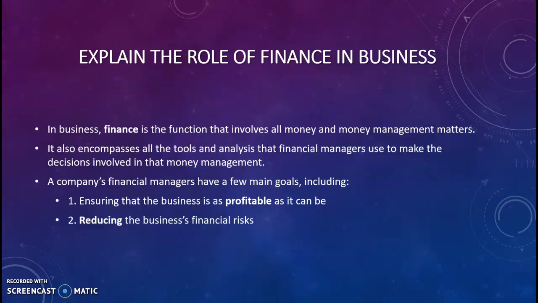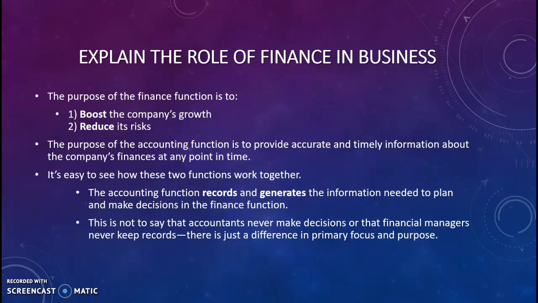So now in business, finance is the function that involves all the money and management, but accounting is the process of making sure all the sheets are done the correct way and interpreted. A company's financial managers have two main goals: ensuring that the business is as profitable as it can be, and reducing the business's financial risk. The purpose of the finance function is to boost the company's growth but still reduce the risk, which is just what I stated earlier.